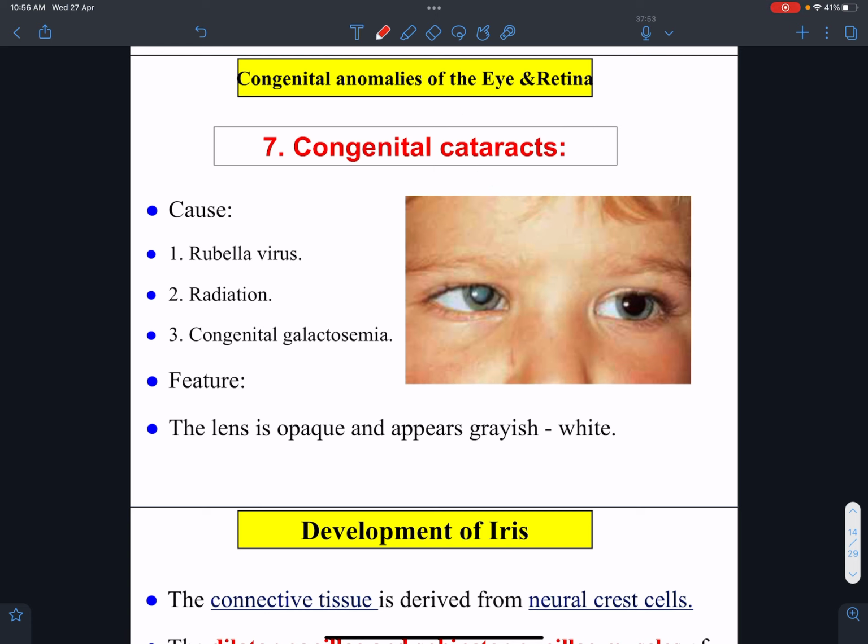Why? It can be acquired or congenital. If the mother was infected with rubella virus during the first trimester of pregnancy, the virus can affect the development and give you congenital cataracts. Or it can be radiation, or a condition called congenital galactosemia. Galactosemia means there is accumulation of galactose, the milk sugar. If there is a defect in metabolizing galactose, with no enzyme breaking it down, galactose accumulates and can lead to the lens being opaque. So those are the causes of congenital cataract.